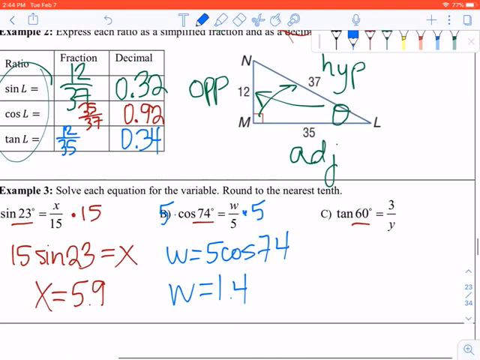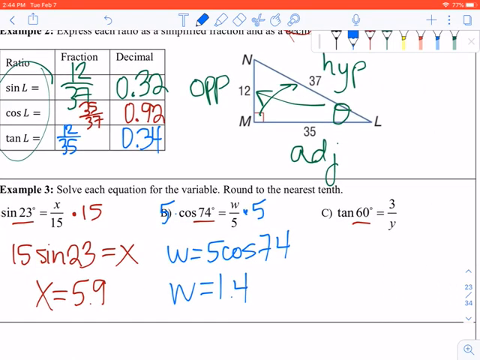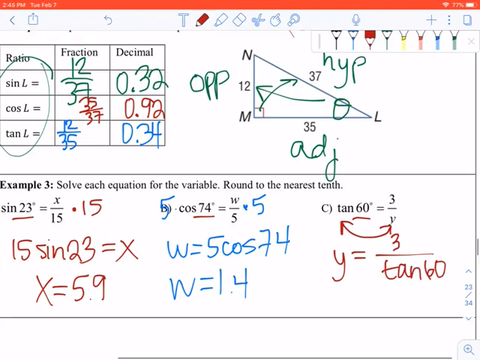Now in this last one, notice how y is in the denominator this time. So what I'm going to do is what I call the switcheroo method. I'm going to switch the y with tan 60. So it's going to be 3 over tan 60. Otherwise, I could have multiplied both sides by y, but then I'd have to divide by tan 60. So I'm just skipping that double step, and I'm flipping where y and tan 60 is.